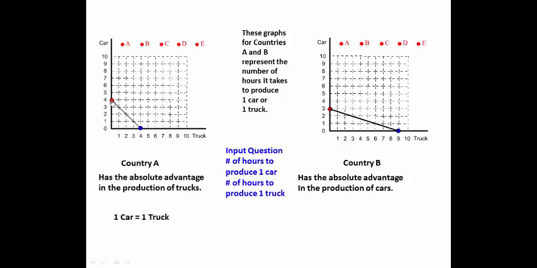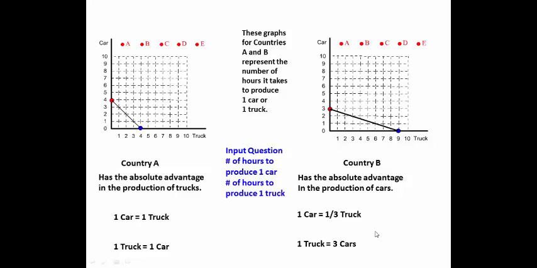In Country A, it takes 4 hours to produce a car, or it takes 4 hours to produce a truck. It is a 1-to-1 ratio. But watch this. To produce one car, Country B has to give up the production of 1/3 truck. Because it takes 3 hours to produce a car and it takes 9 hours to produce a truck, to produce one car, Country B has to give up 1/3 of a truck. In that 9 hours, and it only takes 3 hours to produce a car, Country B could produce 3 cars.